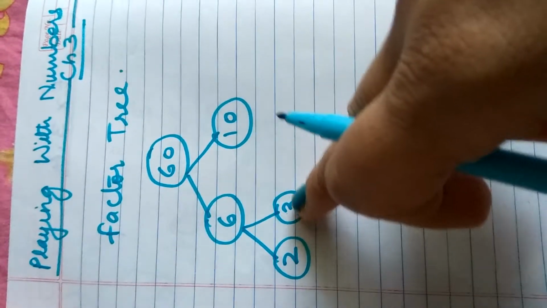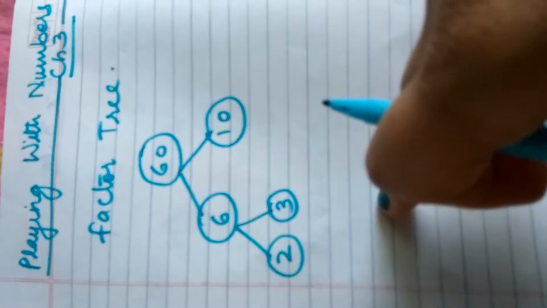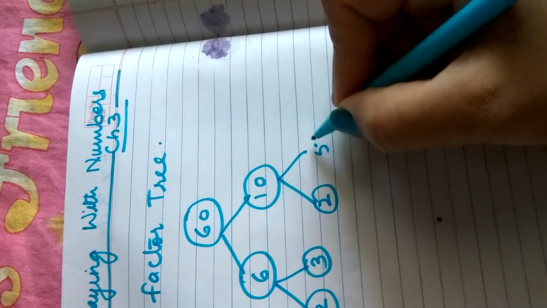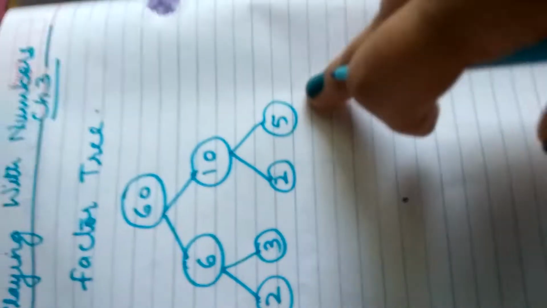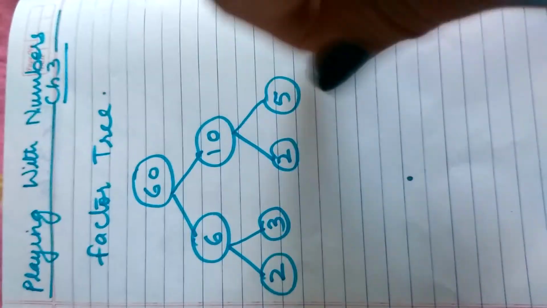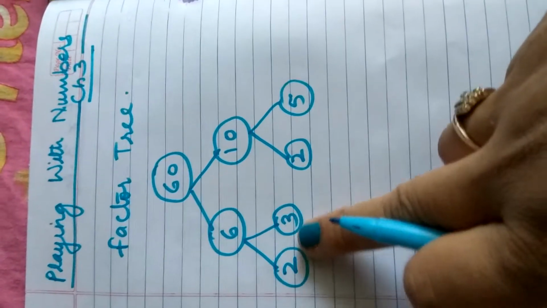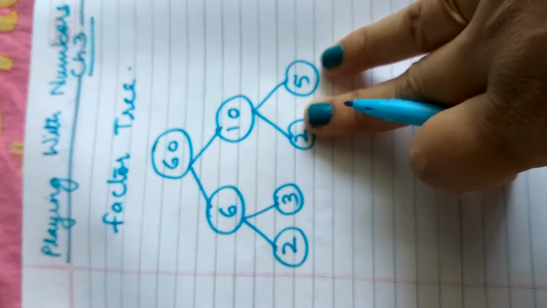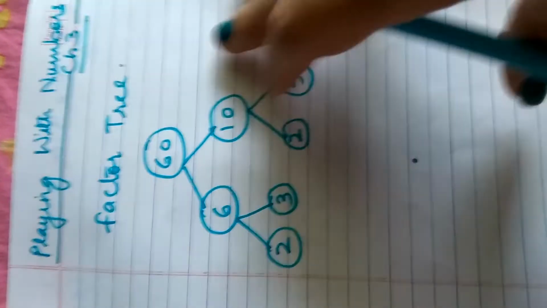So now further branching will not be done for this part. For 10, I have factors 2 and 5. 2 is also prime, 5 is also prime. I cannot find further factors for 2 and for 5. Right? So I have reached all the 4 prime numbers at the bottom ends, so I will stop this process. This is called a factor tree.